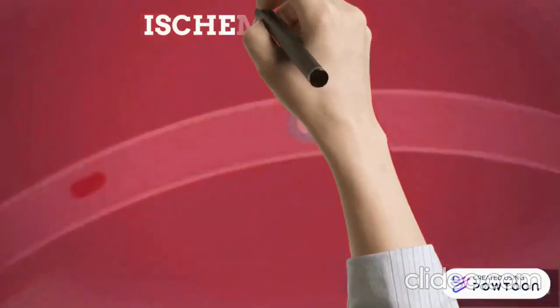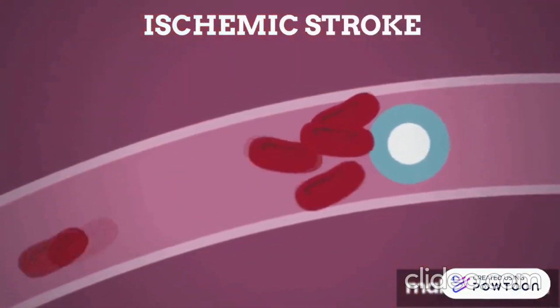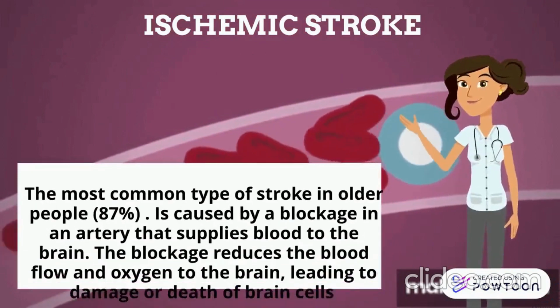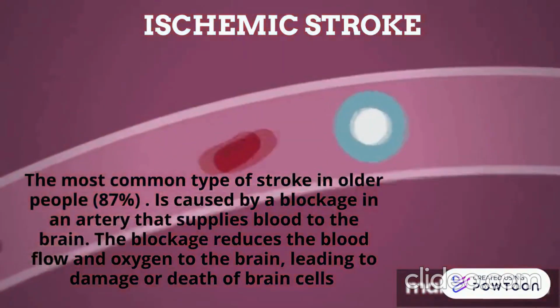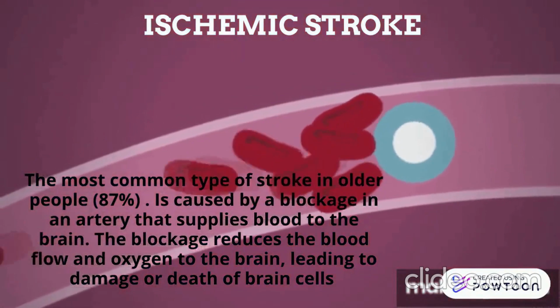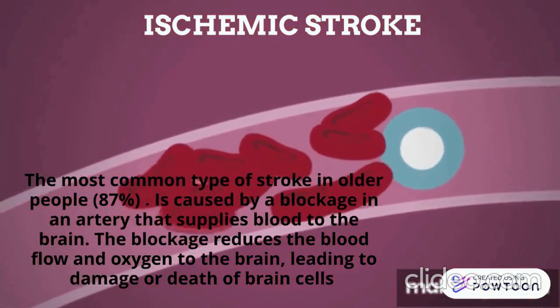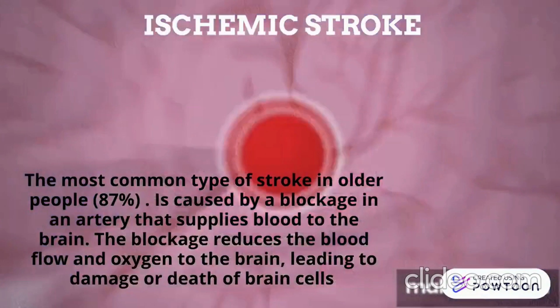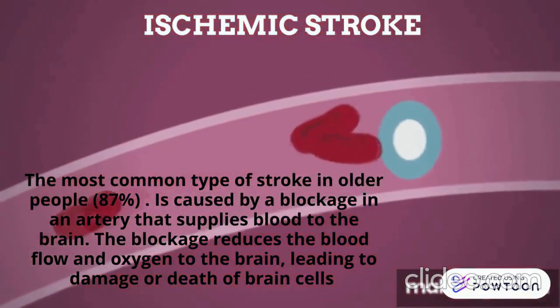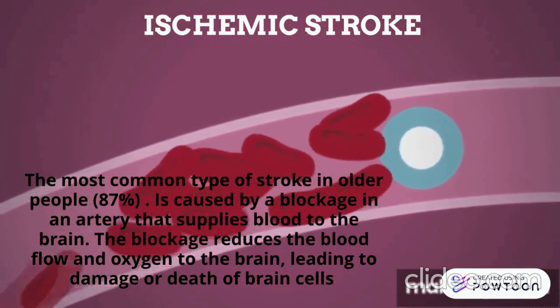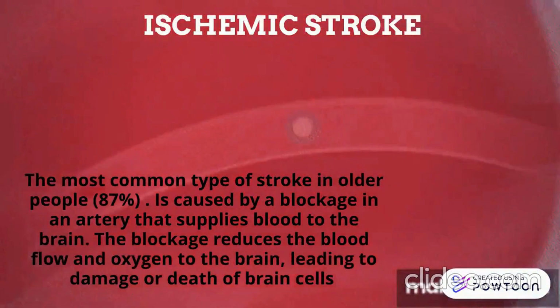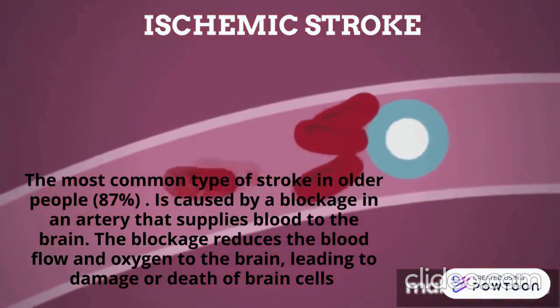An ischemic stroke is the most common type of stroke in older people. This type of stroke is caused by a blockage in an artery that supplies blood to the brain. The blockage reduces the blood flow and oxygen to the brain, leading to damage or death of brain cells. If circulation isn't restored quickly, brain damage can be permanent. Approximately 87% of all strokes are ischemic strokes.